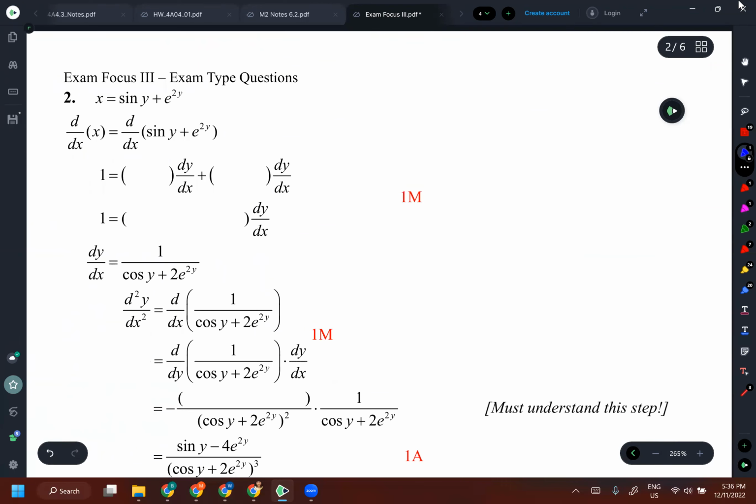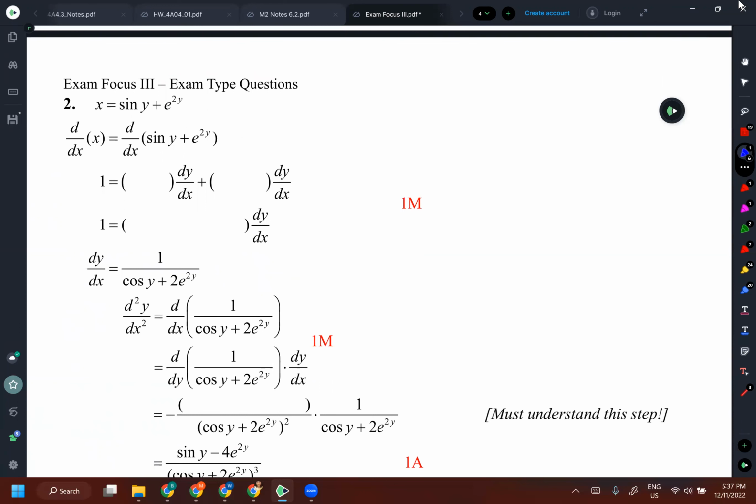Question 2. d/dx on both sides, left is 1, right hand side is changed to dy/dx. So cosine y, and then this one is e to the power 2y times 2. So this one is cosine y plus 2e^2y times dy/dx. So dy/dx is found.